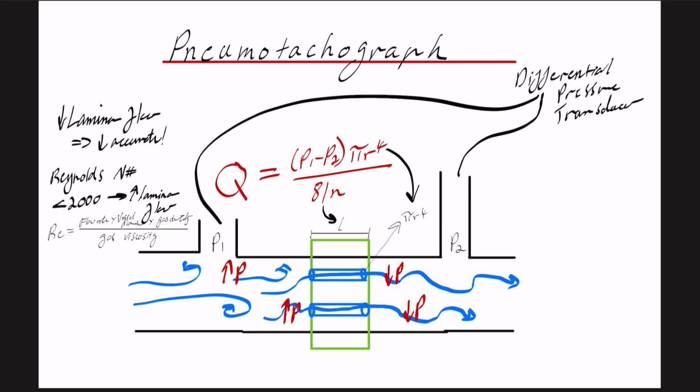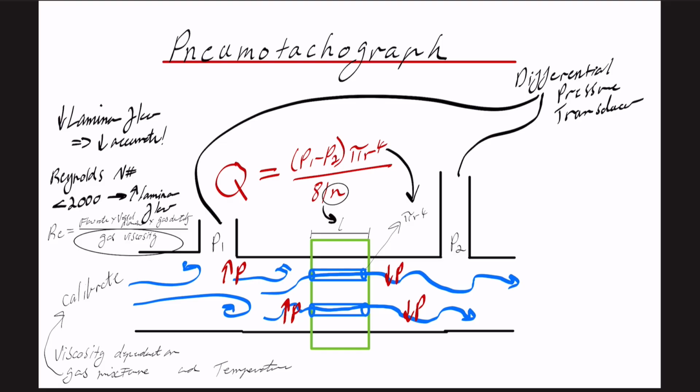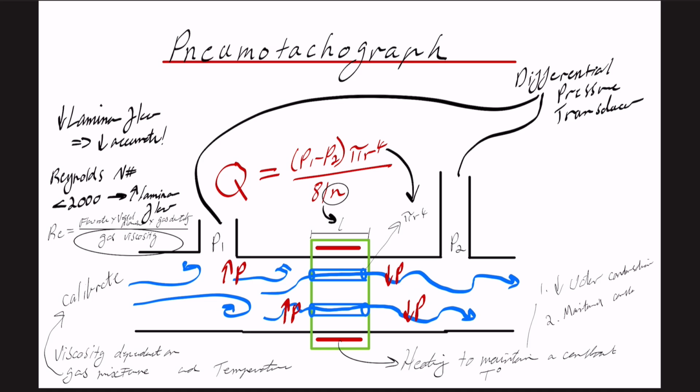And you can see here that a part of this is gas viscosity, which is a part of our equation for flow, and viscosity is dependent on the gas mixture and temperature. So the gas mixture we have control over, and we can calibrate the circuit just based on the gas we use. But then to manage temperature, we can use a heating unit that's put into this device to maintain a constant temperature. And this decreases water condensation and maintains a constant viscosity of gas going through it because the temperature is kept the same. So these are more factors that we can control for.